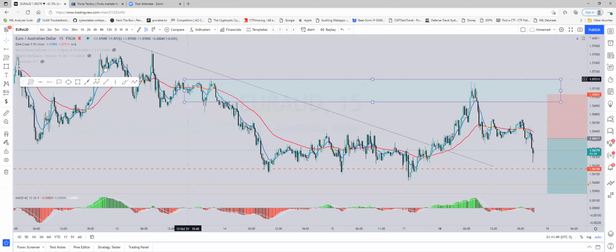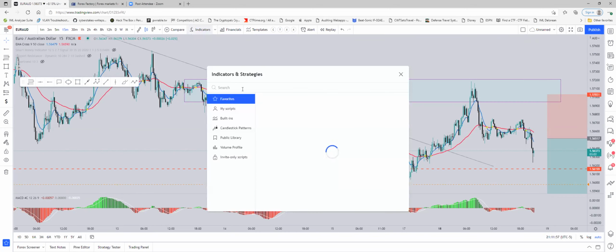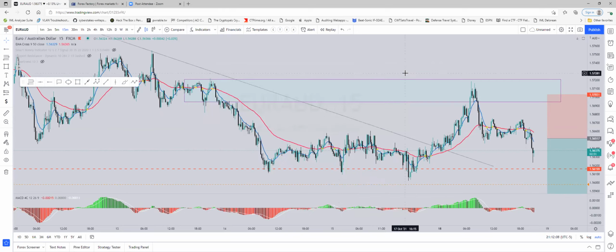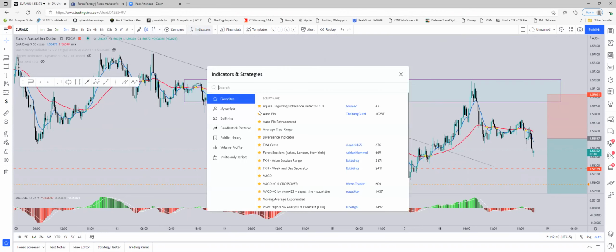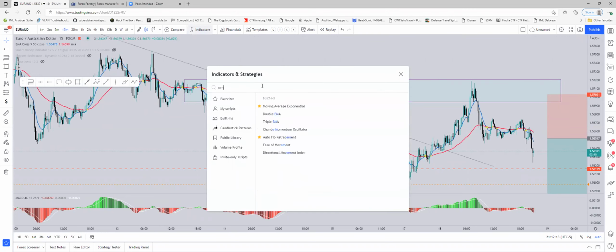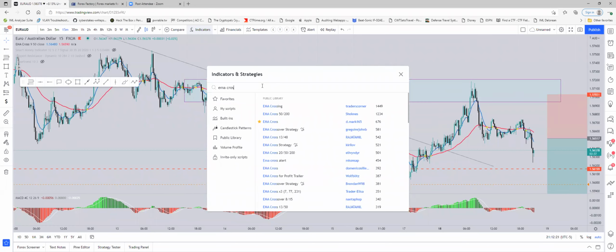Kind of explain how to set it up if you're new. So at the 9/50, you go to your indicators, you type in EMA cross, and for some reason nothing's come up. Try this again. EMA. I'm not sure why. I don't know if I'm doing something wrong. I've been sick for the past week and a half now.